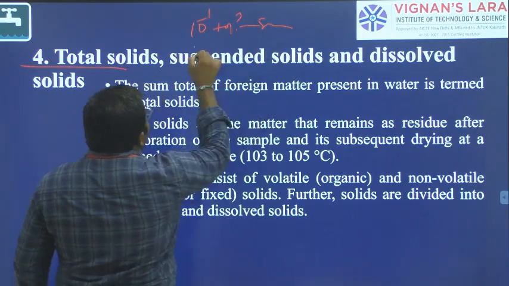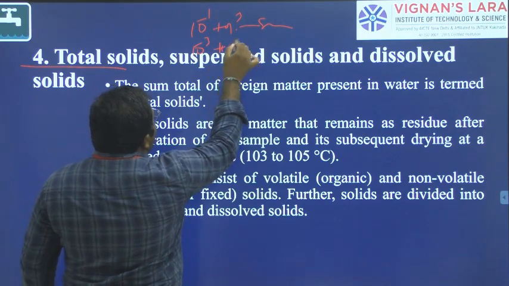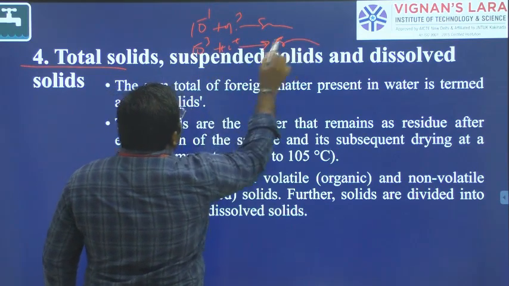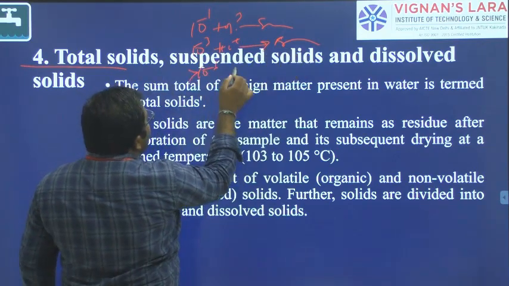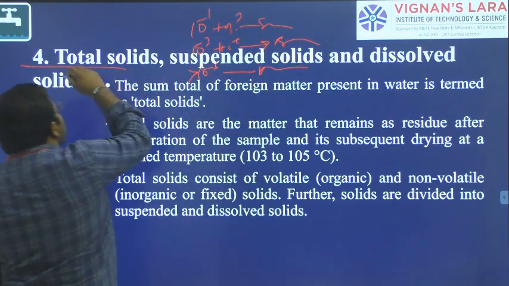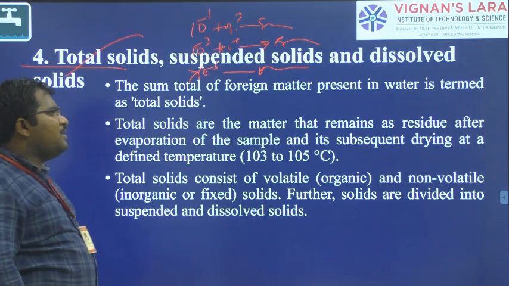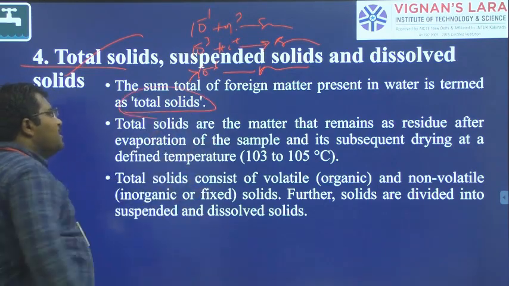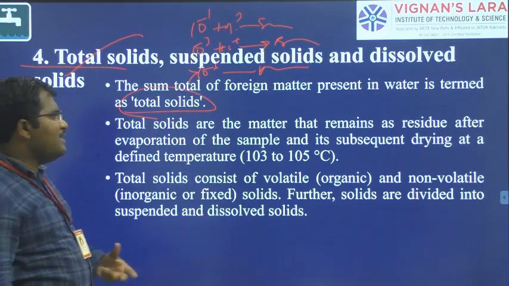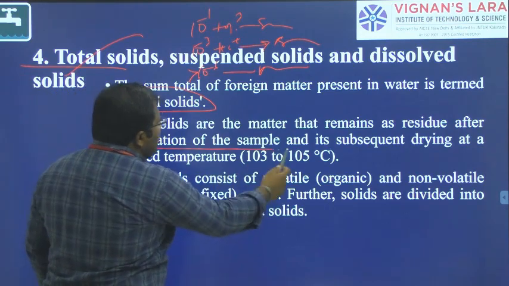It is suspended. 10 power minus 3 mm to 10 power minus 6 is colloidal. 10 power minus 6 and greater, that is called dissolved. Sizes also we know. Okay. Next, the sum of total foreign matter present in the water is termed as the total solids. Total solids are the matter that remains as residue after evaporating the sample.